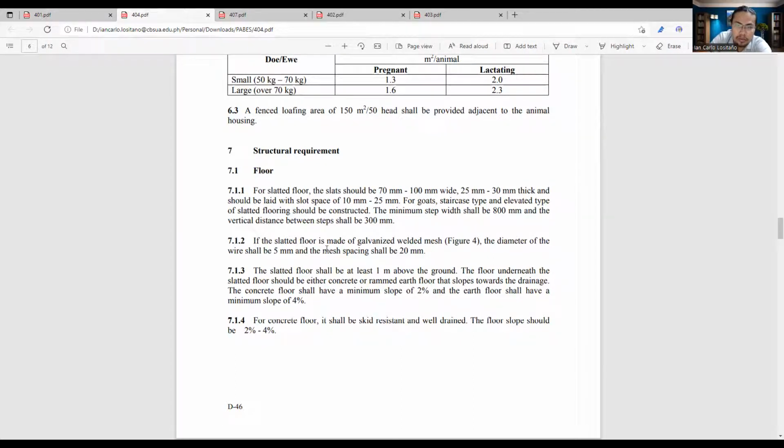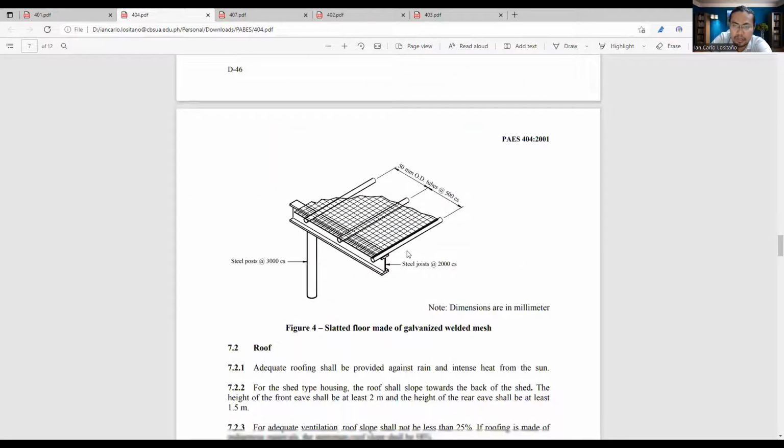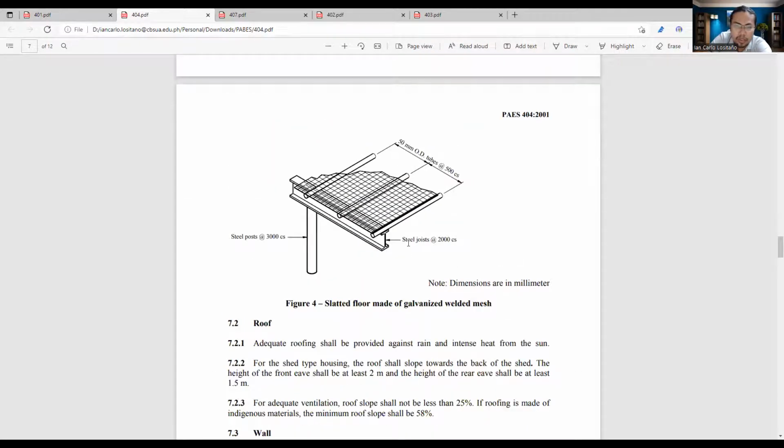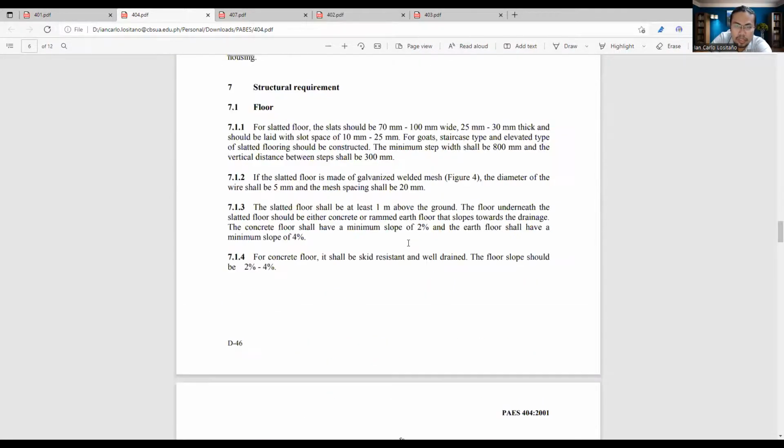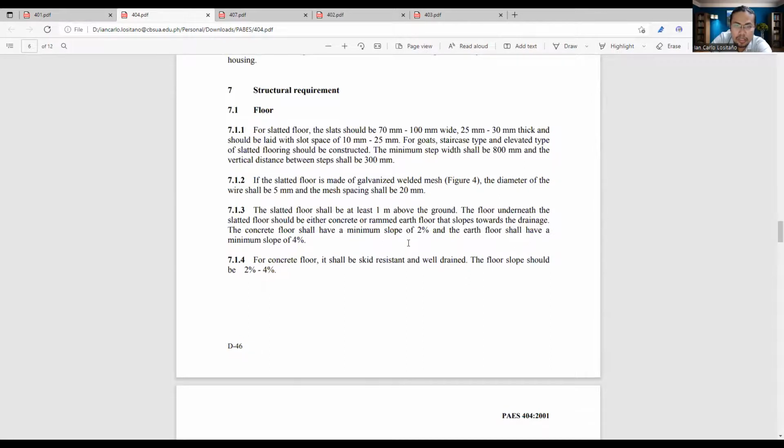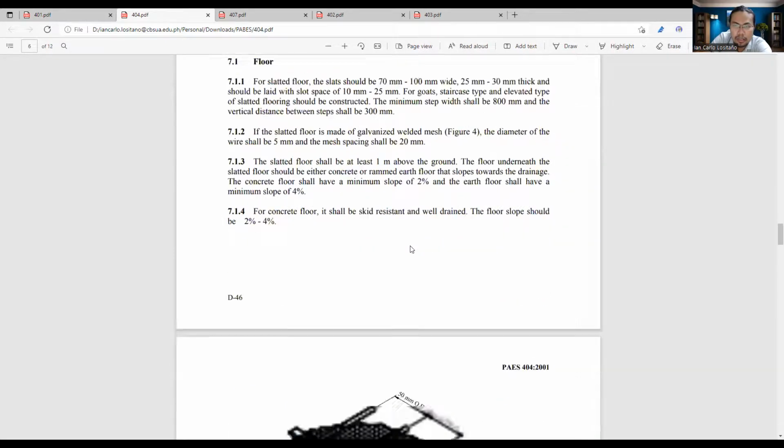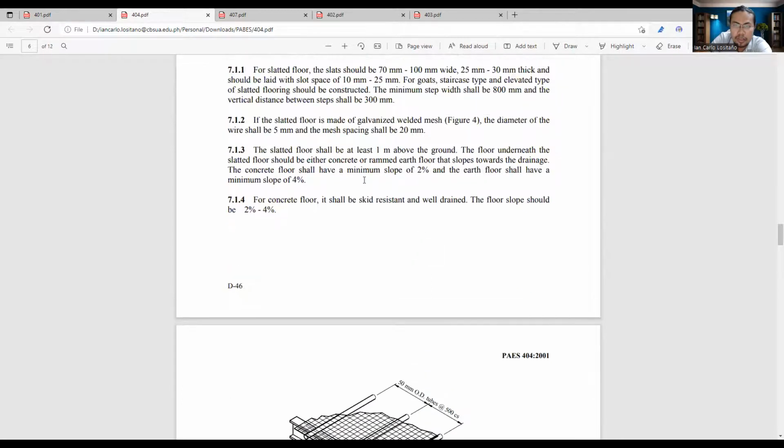So the slot should be 70 to 100 millimeters wide, 25 to 30 millimeters thick, and should be laid with slot space of 10 to 25 millimeters. Or this could be steel as shown. This is figure 4. Or the slotted floor shall be at least 1 meter above the ground.